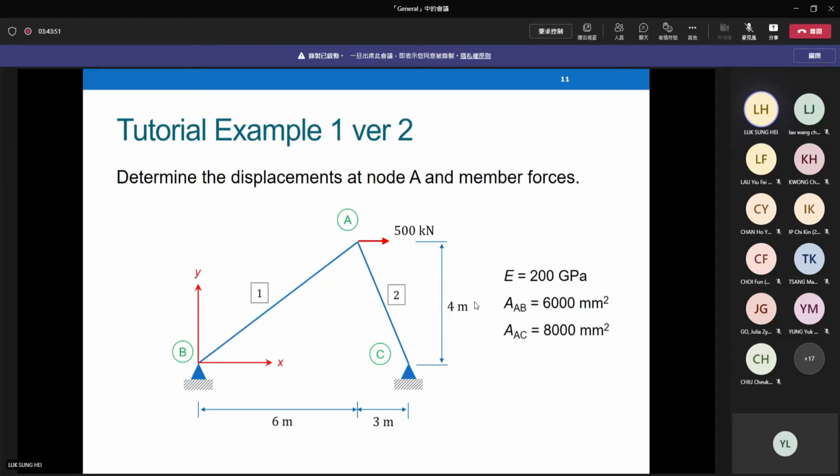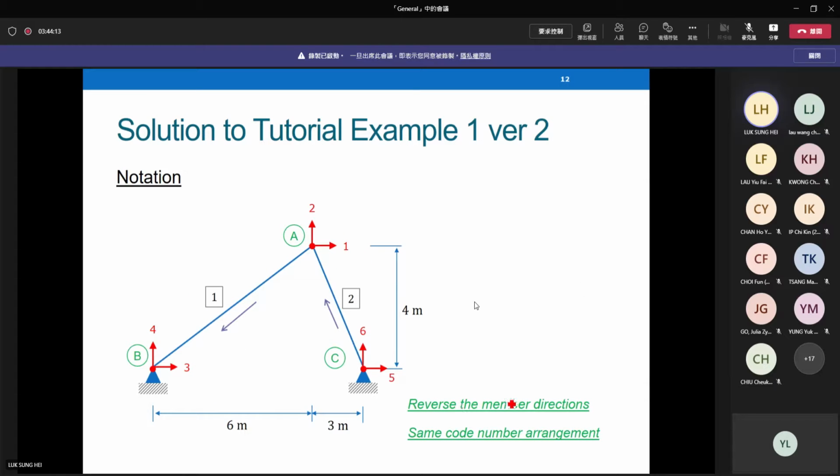But as I mentioned before, I would like to show you other examples. Say, for example, what happens if we change the member orientation? In this one, in version 2, we consider the same problem. This time, we reverse the member orientation, but we keep the code number arrangements to see what will happen in our formulations. I will not go through the whole calculation because actually they are the same. And I will let you know which parts are different.